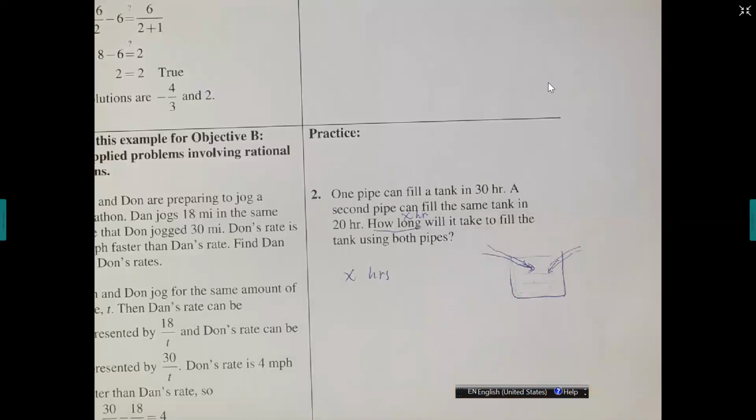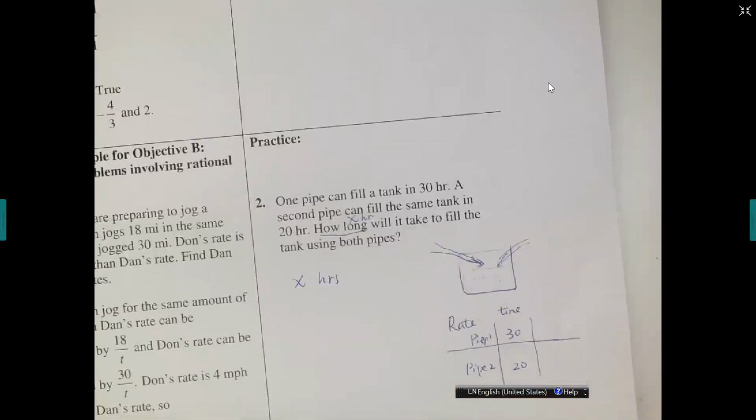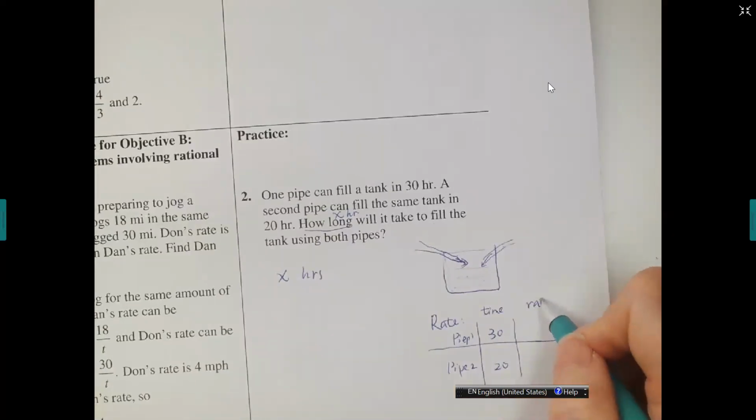Now we need to find one equation. So what is the equation here? This is actually a rate problem. So then let's draw this. If we have this pipe 1, this is pipe 2. For pipe 1, this is the time to finish the job. How many hours does pipe 1 use? 30 hours. Pipe 2 will use 20 hours.